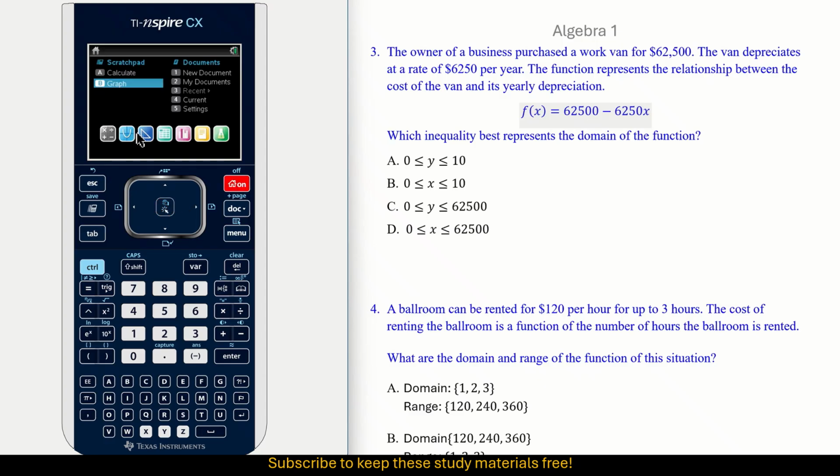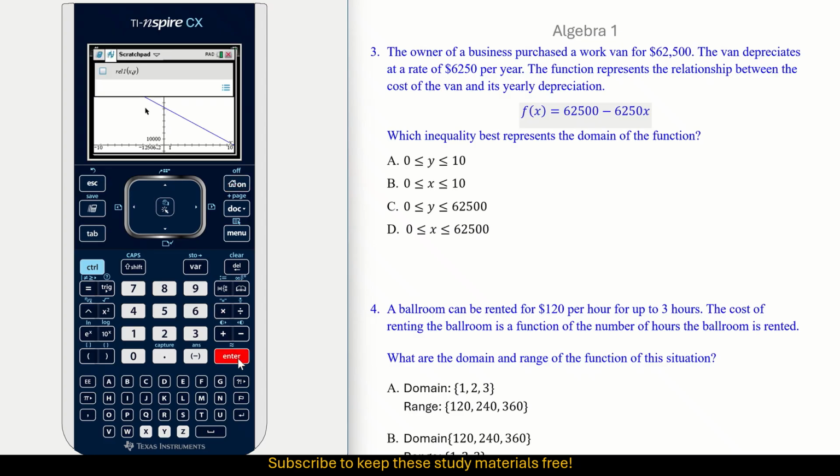Let's go back to the home screen. It's a little different for me. So I'm just going to arrow down and I'm highlighted on graph, go to enter. And again, you see the image. This is an old item. I don't want to use that. I need a fresh slate.